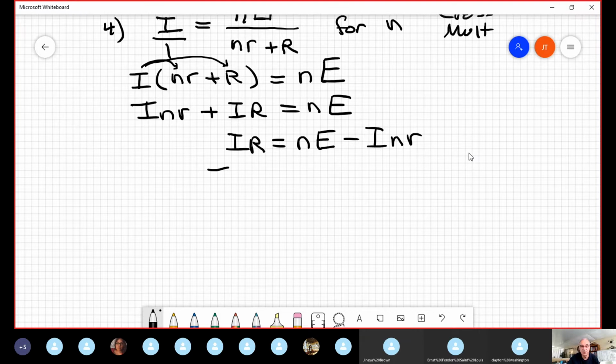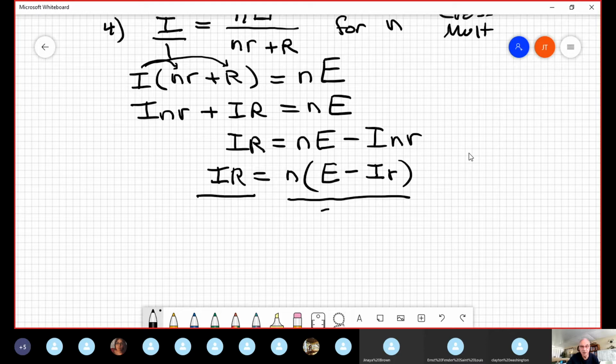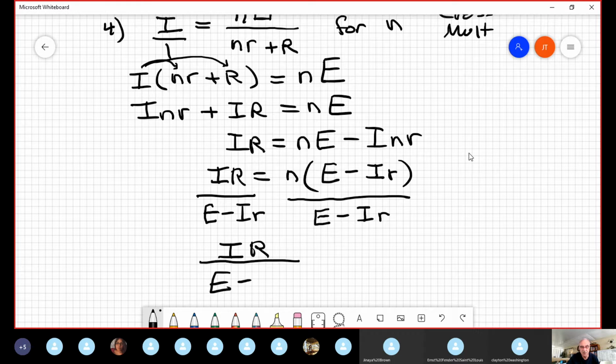You factorization, the common factor is M. I factor out M, open new parenthesis, capital E, minus IR. And finally, if you want to isolate M, you divide both sides by E minus IR. And the final answer is IR divided by E minus IR is equal to M. Let me check it. Number 4.